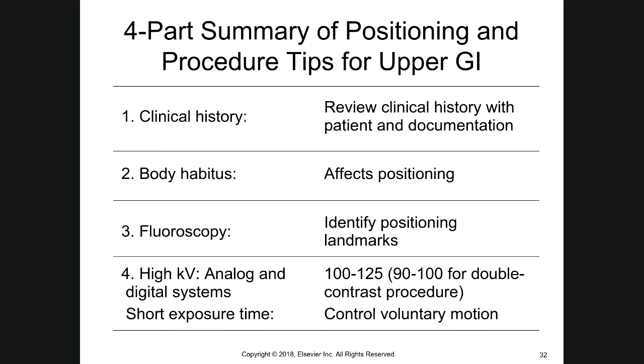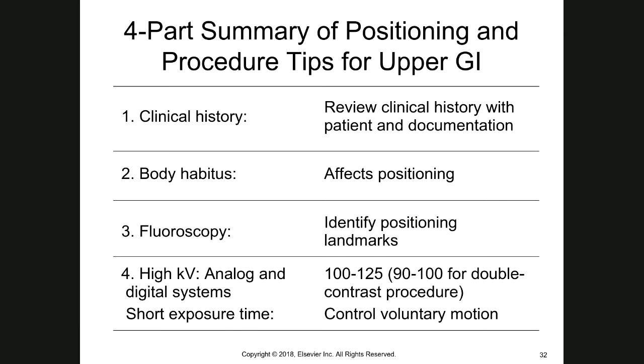When they talk about the 4-part summary of positioning and tips for an upper GI: getting the clinical history, reviewing that with the patient and documenting things. Their body habitus absolutely affects the positioning. Fluoroscopy, when the fluoro is going on, you want to identify any positioning landmarks to help you with your overheads. And we always use a high kVp and a short exposure time. Typically between 100 and 125 for single contrast studies, and typically between 90 and 100 for a double contrast procedure, because when you have air, you don't need as much penetrability of the beam.